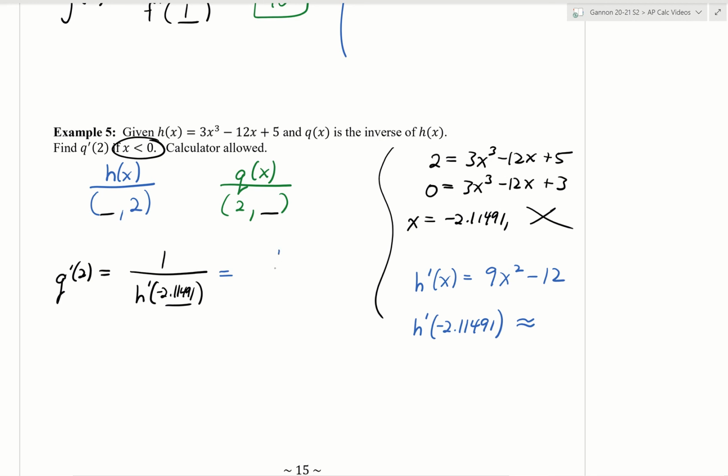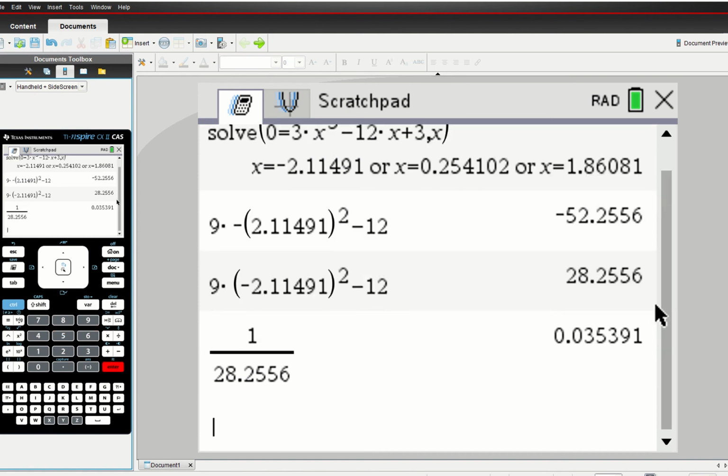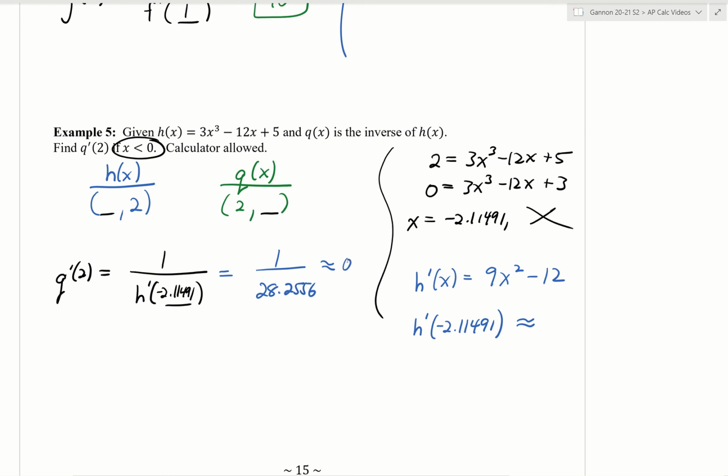So this is basically 1 over 28.2556. And if we plug that into the calculator, 1 divided by 28.2556, it's about 0.035. And since that's our final answer, we want to round or truncate at 3 decimal places. So we get an answer of 0.035, and that is our q prime of 2.